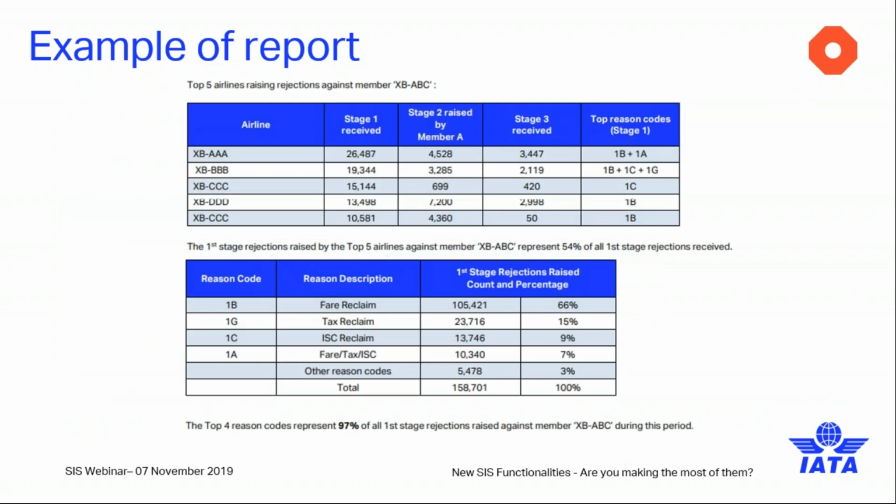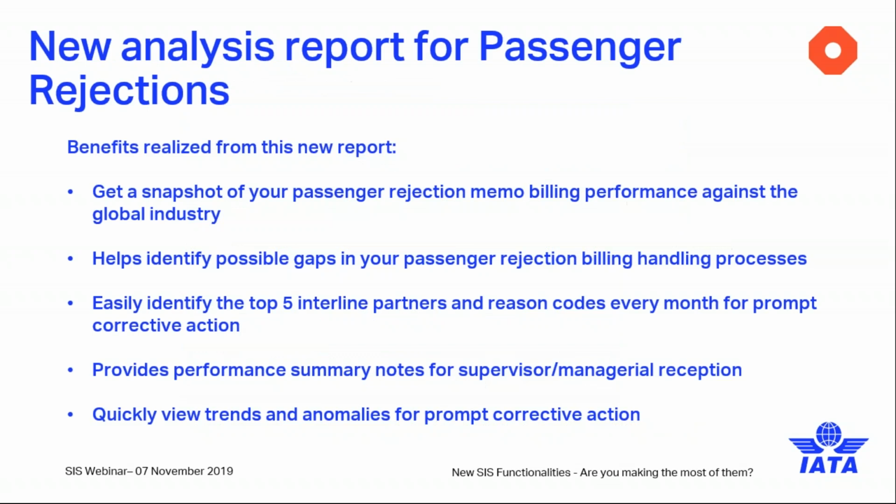It also provides the top 5 airlines raising rejections against you, and also provides the top reason codes that are raised against you as well, and that you raise against the industry. At the bottom, it gives another summary line. The top 4 reason codes represent 97%, for example, of all first stage rejections raised against you, the member, during this period. So you can take a quick glance at your performance against the industry and take corrective action as needed.